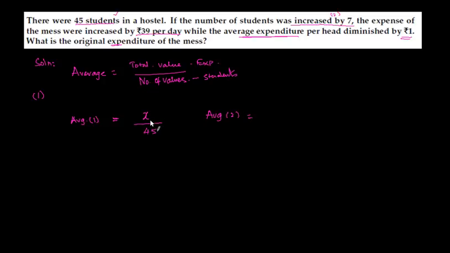In scenario 2, average 2. So what is x, this total expenditure? Total expenditure increases by rupees 39, so this is x plus 39. Number of students is actually 52.